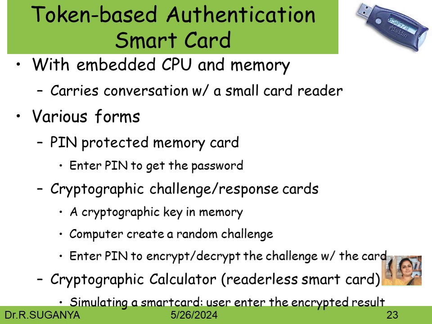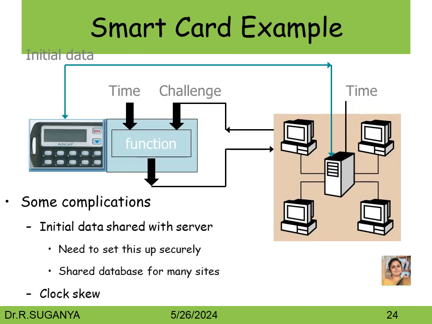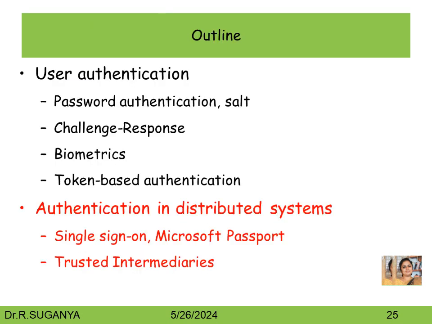Next is token based authentication, the smart card example. With embedded CPU and memory, it carries a conversation with a small card reader, in various forms, such as a PIN protected memory card. Enter the PIN to get the password, which is stored in the memory. It is like a cryptographic calculator, a readerless smart card, where users enter the encrypted result, using the initial data, the time, and the challenge. Some complication is there: the initial data is shared with the server, and it needs to be set up with a securely shared database from many websites.